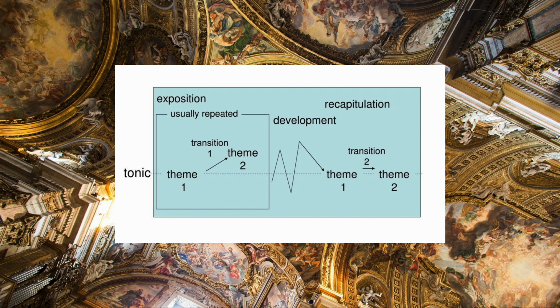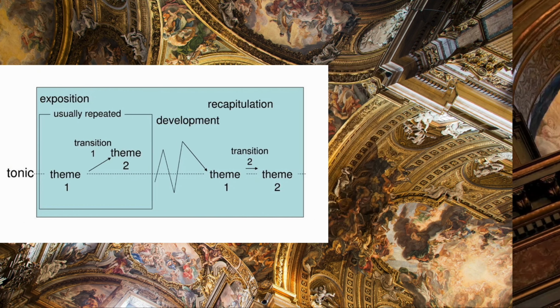Movements are typically organized by contrasting tempos, such as slow, fast, slow, fast. This differs from the classical sonata form, which includes an exposition, development, and recapitulation within a single movement.